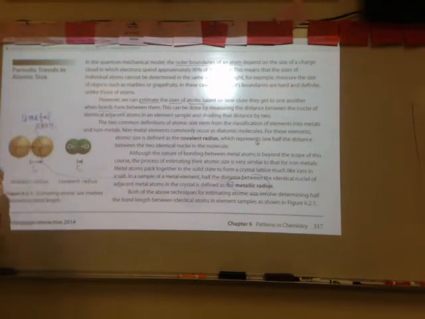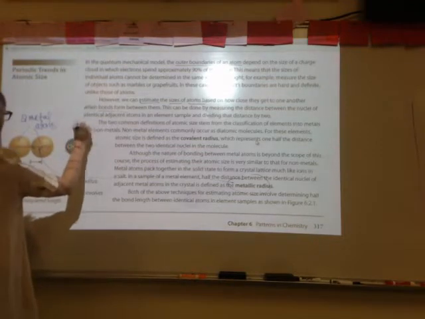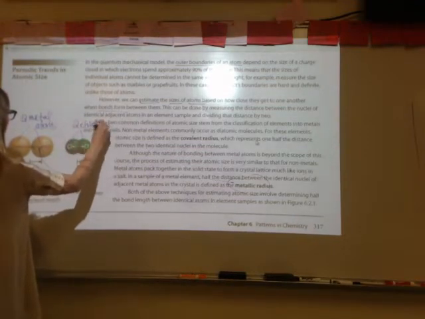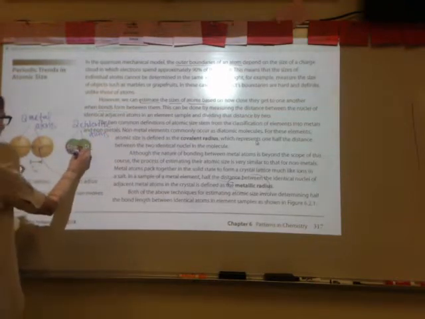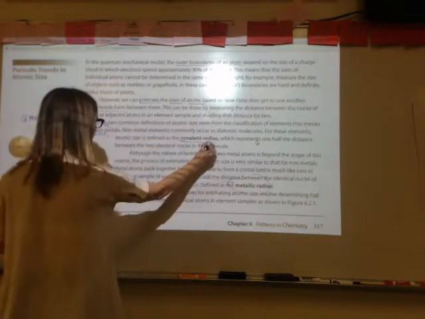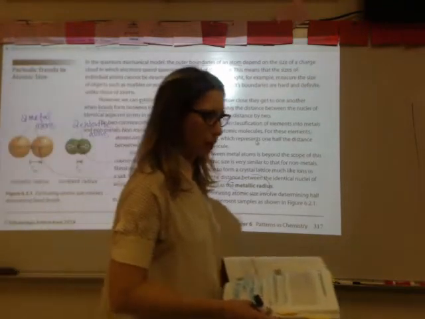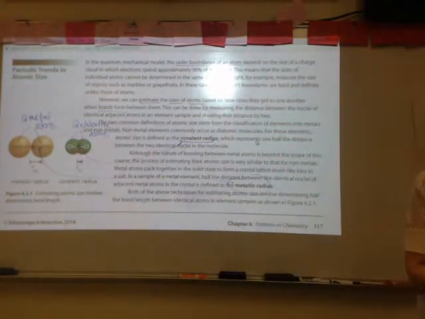So these are two metal atoms neighboring each other. Over here, if I have two chlorine atoms next to each other and I measure the distance between their nuclei and I divide that in 2, then I'm going to end up getting the covalent radius. That's half the distance between the two identical nuclei in a molecule.